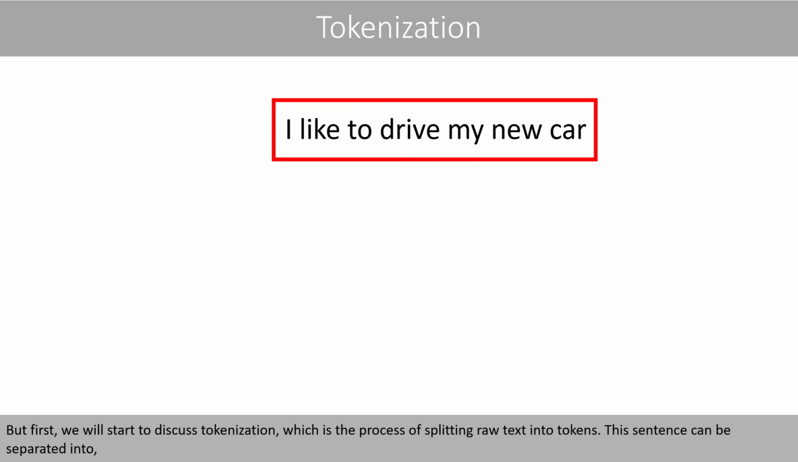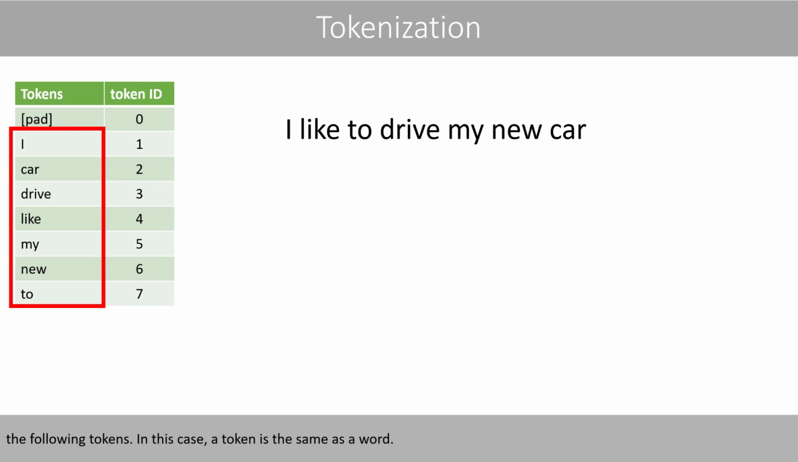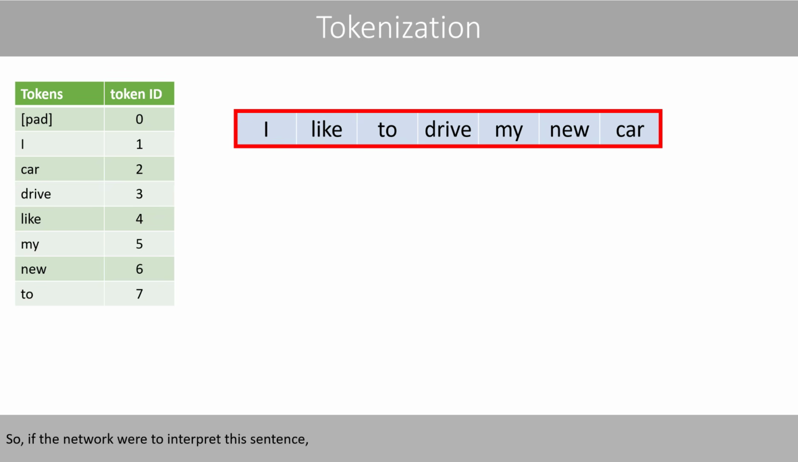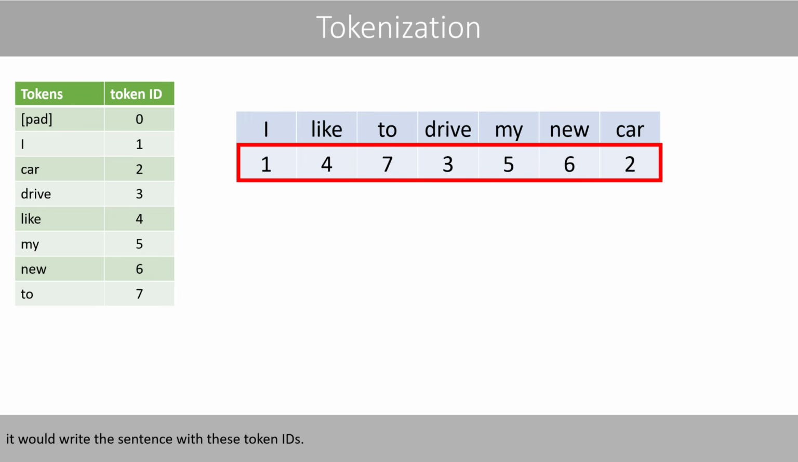But first, we'll start to discuss tokenization, which is the process of splitting raw text into tokens. This sentence can be separated into the following tokens. In this case, a token is the same as a word. Each word or token is assigned an identifier, which means that each token is associated with a unique integer. These numbers are the ones the network uses to internally process the words. So, if the network were to interpret this sentence, it would write the sentence with these token IDs.